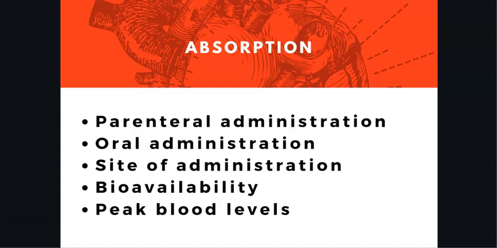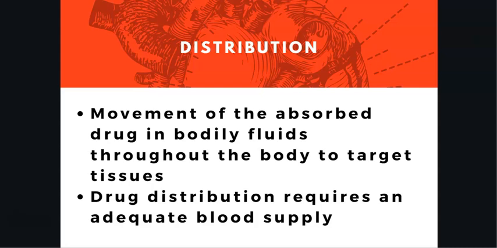How is it distributed? Well, it is the movement of the absorbed drug in bodily fluids throughout the body to target tissues. This requires an adequate blood supply, right? So you've got to be living, blood has to be moving and flowing for anything to be distributed. Drugs move to areas of high blood flow first.